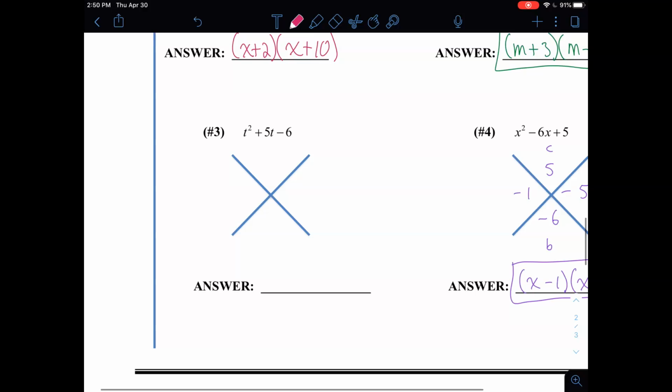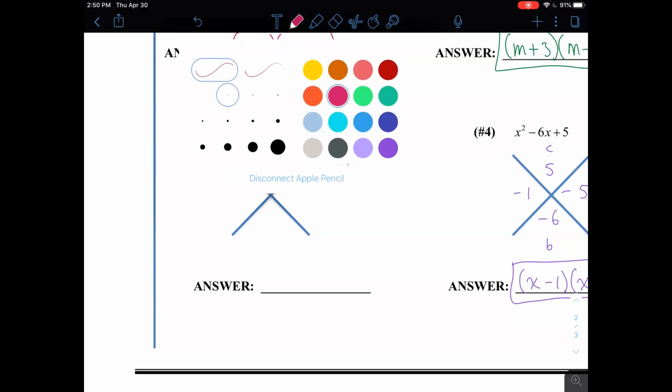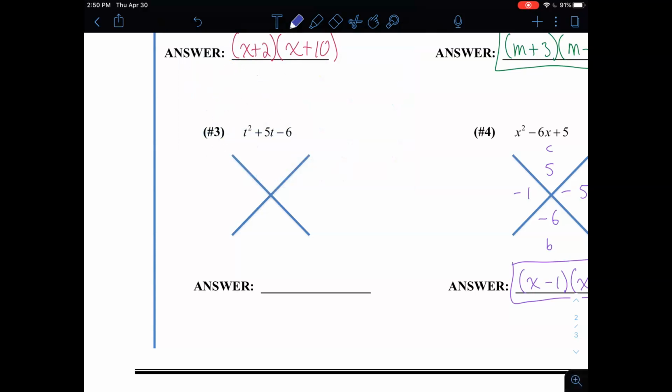Here's the next example. All right, we need numbers that are going to multiply to c and add to b, and c was -6 and b was 5. Okay, so we need numbers that multiply to -6. What numbers multiply to 6? Well, we got, or -6. We got 1 and -6, or -1 and +6. We got 2 and -3, or we got -2 and +3.